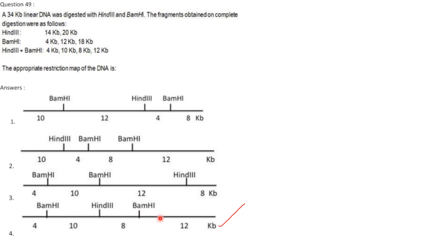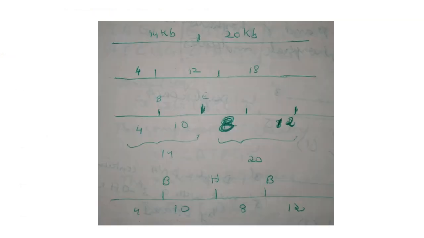So, HindIII digestion is perfect. Now, if you take BamHI alone, you will get a 4 kb band, an 18 kb band, and a 12 kb band. And if you digest with HindIII and BamHI, you will get 4 kb, 10 kb, 8 kb and 12 kb. So, the answer here is option 4. So, this is how I have arrived at the answer.